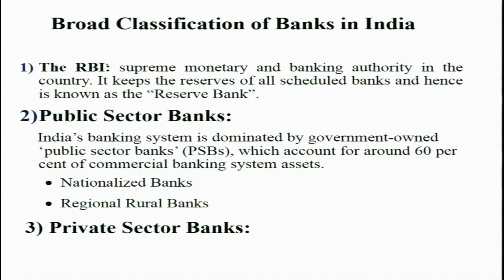Just to summarize: RBI, public sector banks and private sector banks. You know that the Indian banking system is dominated by government-owned public sector banks, which account for around 60% of commercial banking system assets. Understanding what proportion is public sector and what proportion is private sector is important when we discuss the health of the financial system of a country.